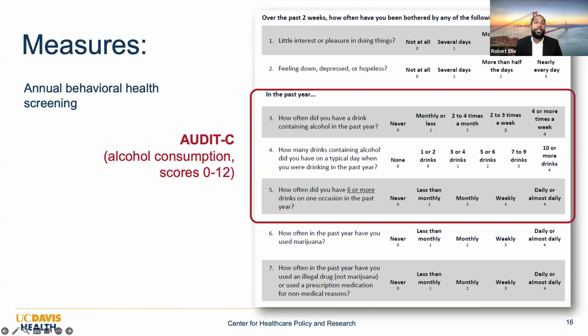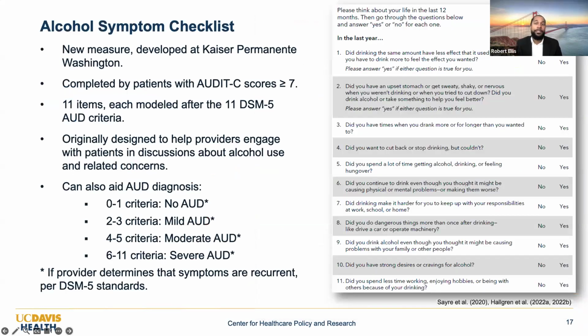And so, as promised, here's the enlarged version of the AUDIT-C, which is, again, a part of that annual behavioral health screening. It goes on a score from 0 to 12, and it measures alcohol consumption. And this is an enlarged version of the alcohol symptom checklist. It is a new measure developed by KPWA, completed by patients with an AUDIT-C score greater than or equal to 7. So if they have an AUDIT-C greater than or equal to 7, it pings in the EHR that the provider should give them the alcohol symptom checklist, and that's how they have the opportunity to complete it.